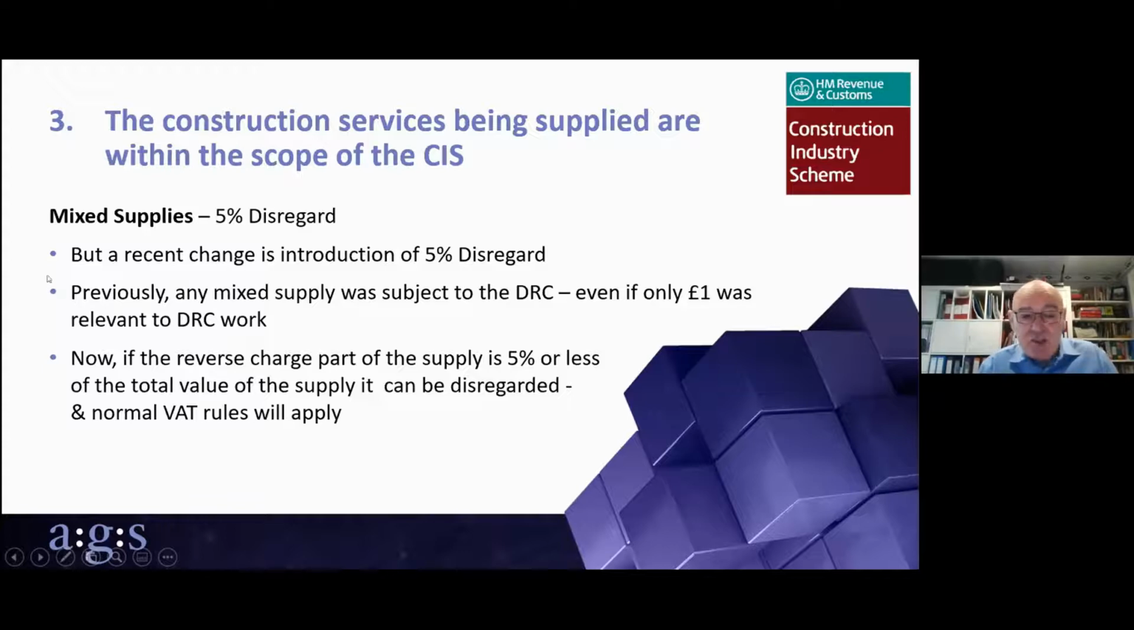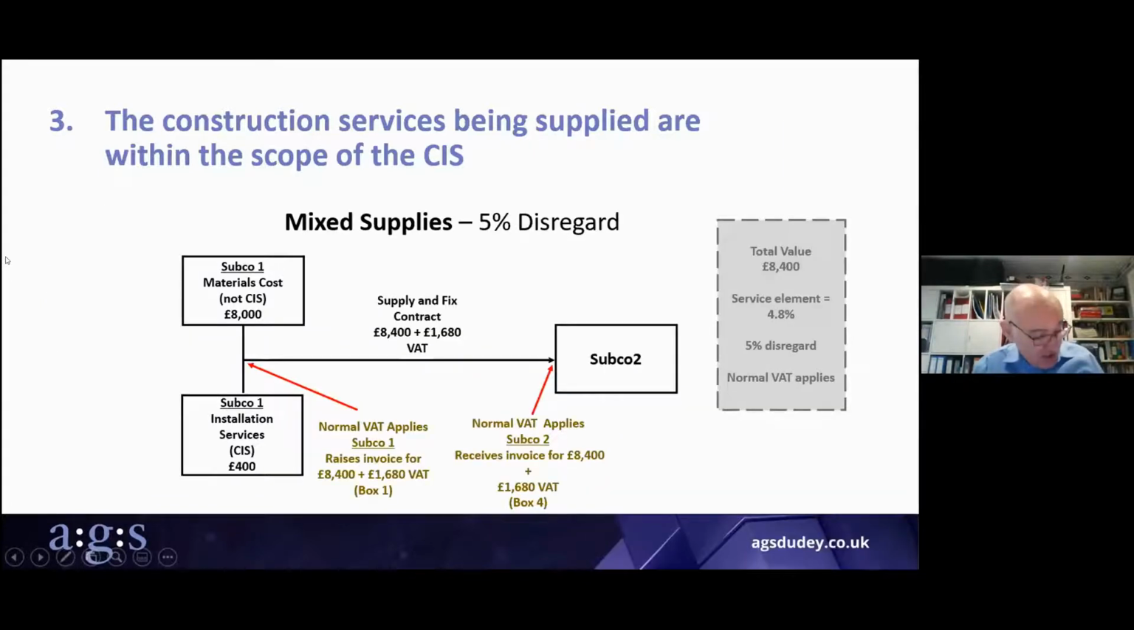But there is a disregard, where the value of the reverse charge element, the construction service, is very small. There is a disregard of 5%. So if this part of the transaction is below 5%, then the reverse charge can be ignored and you go back to normal VAT accounting, with the supplier accounting for VAT on the sale and the customer claiming it back. Again, just take a look at this example.